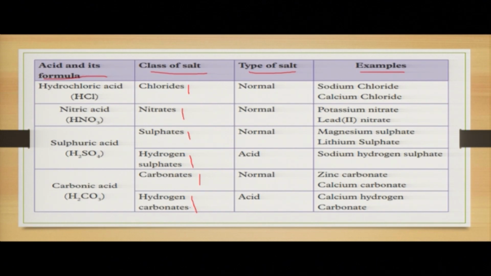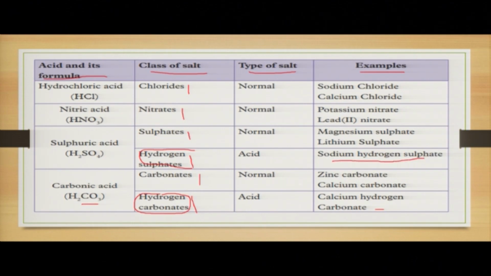So when we have these, the hydrogen sulfates, that means those ones will be acid because they contain the acid in them. The hydrogen carbonates are also acid salt because they also contain the acid in them. That's why we have calcium hydrogen carbonate. This is an acid salt, and this is formed from the carbonic acid.